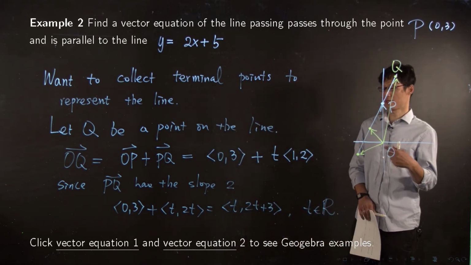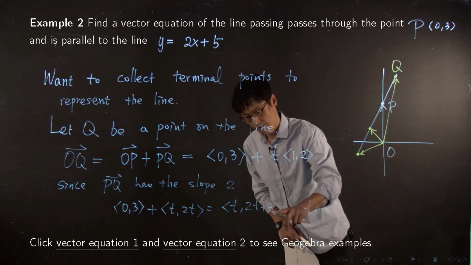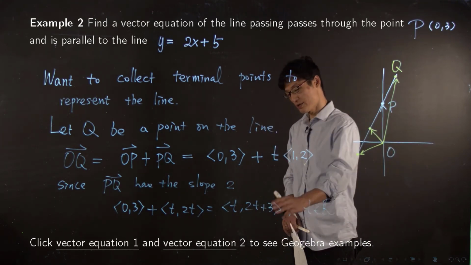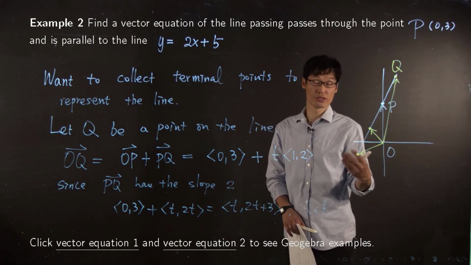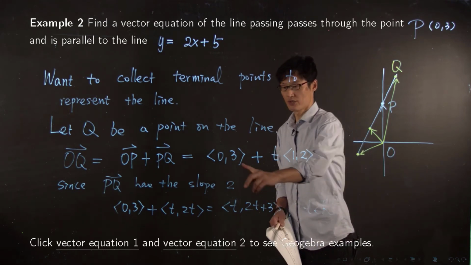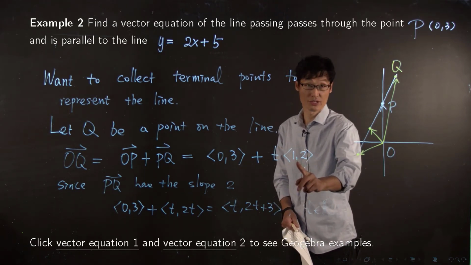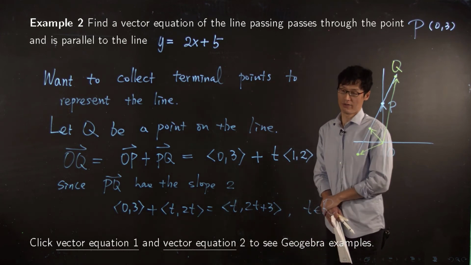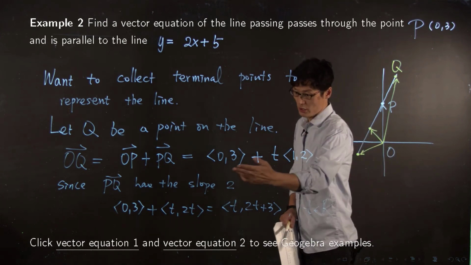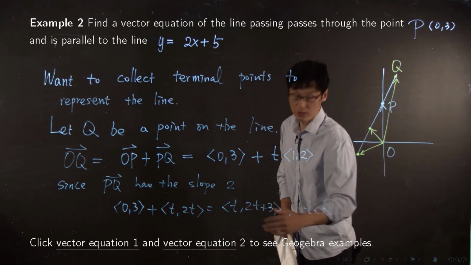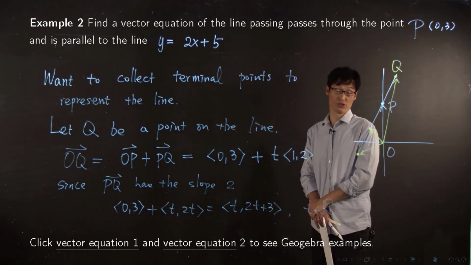So let me emphasize this. This is one vector equation. This expression depends on our choice, our choice of this point and our choice of this direction vector. So depending on your choice, you may end up with a different expression, but all those vector equations are equivalent.